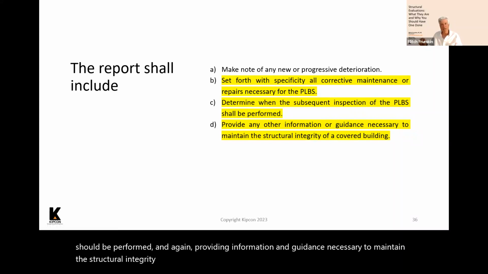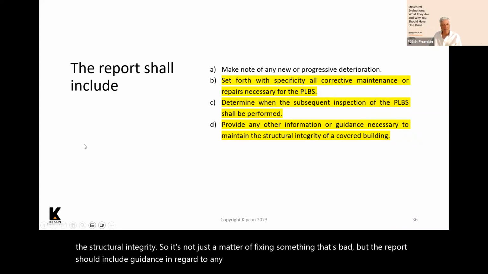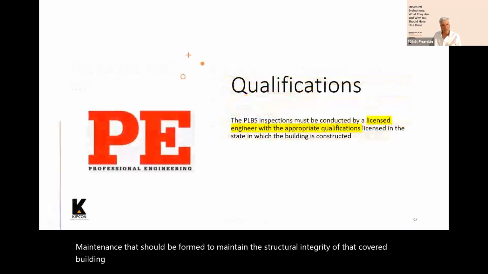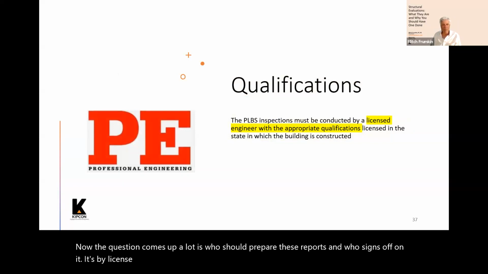So it's not just a matter of fixing something that's bad, but the report should include guidance in regard to any recommended maintenance that should be performed to maintain the structural integrity of that covered building. So that's what that report should include. Now, the question that comes up a lot is who should prepare these reports and who signs off on it? It's by a licensed engineer with the appropriate qualifications.